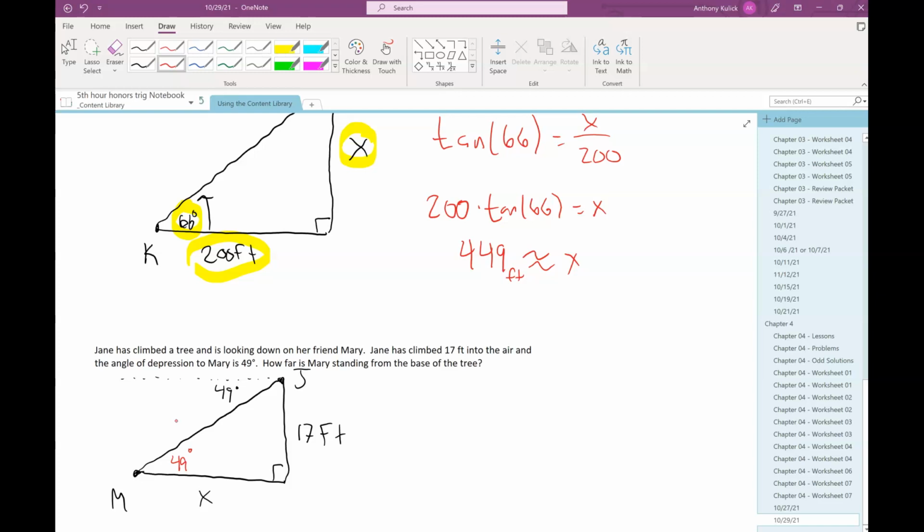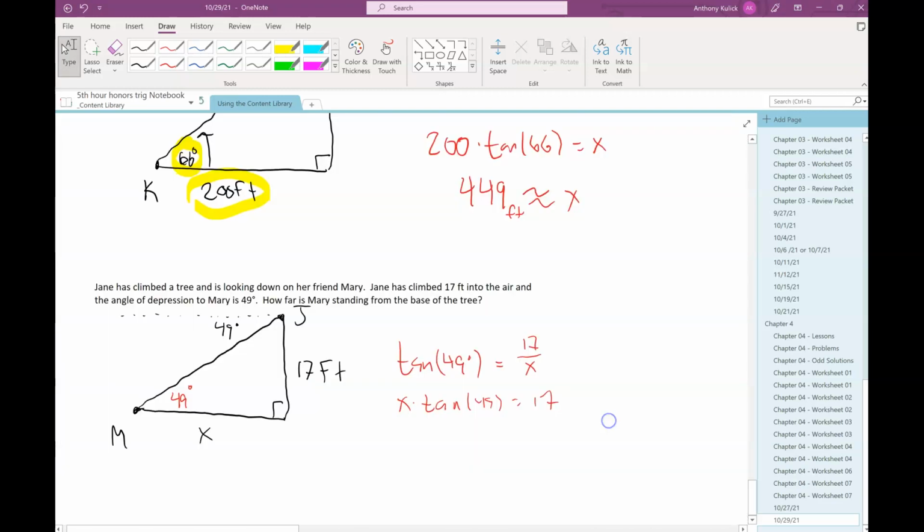Everybody's good? Then I'm just going to use tangent again. So tan 49 equals opposite over adjacent. I multiply both sides by x. And then divide both sides by tan 49. And then it's calculator time.